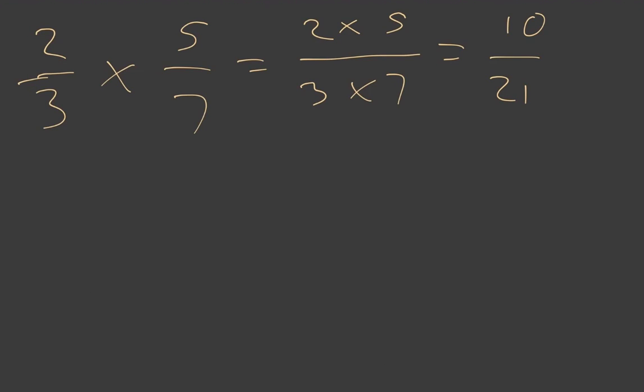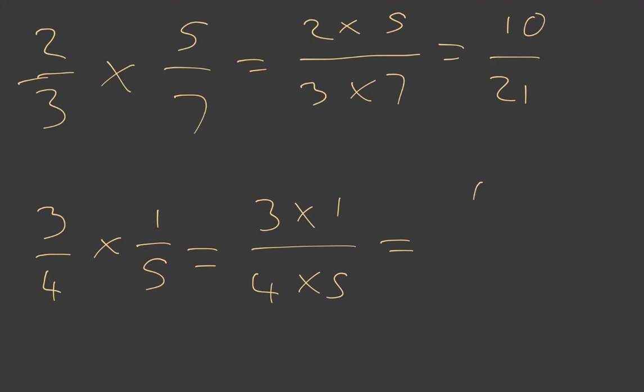Another example is 3 over 4 multiplied by 1 over 5, which will give us 3 times 1 over 4 times 5, and that's 4 over 20. Can we simplify this down? Yes, we can. So we will get 1 over 5. And that's multiplying fractions. Let's have a look at dividing fractions now.